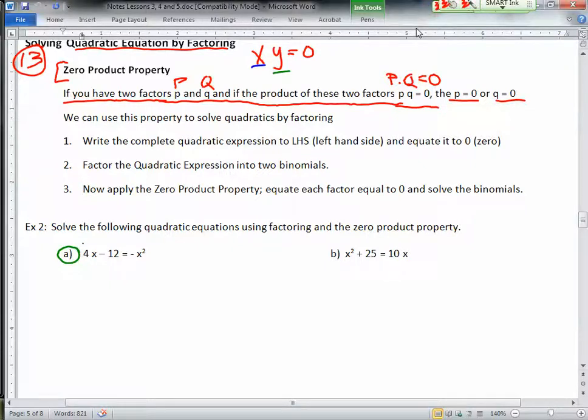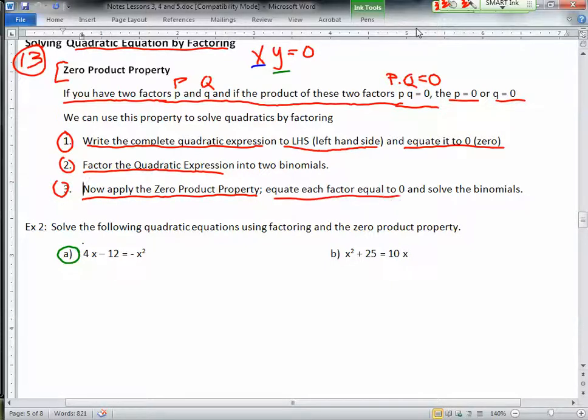So here are our steps. Number 1, we need to get the complete quadratic expression to the left-hand side, and the only thing on the right side will be 0. Number 2, we're going to factor the quadratic expression just like we did before. And number 3, we're going to apply this zero product property and set each of those expressions equal to 0 and solve them. So what does that look like?